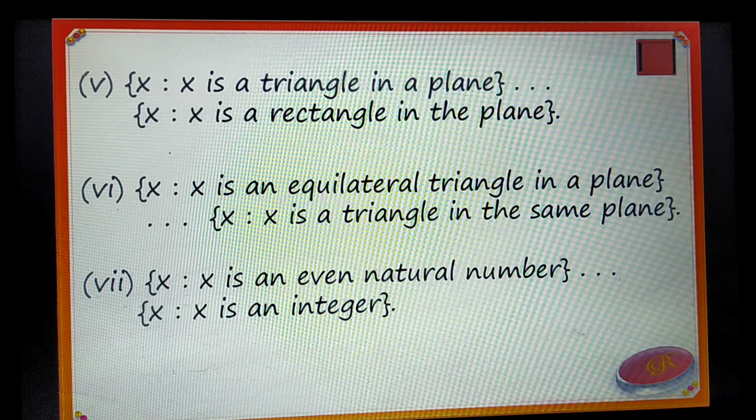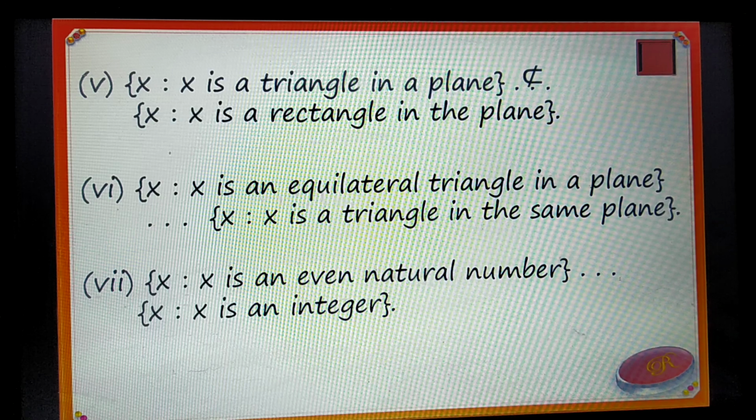Number 5. Set of all x such that x is a triangle in a plane, dash, set of all x such that x is a rectangle in the plane. Solution. First set is not a subset of second set.